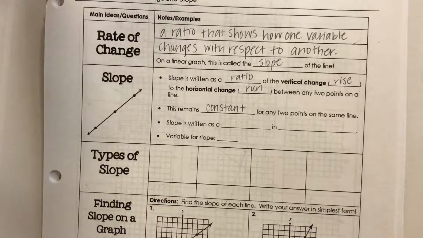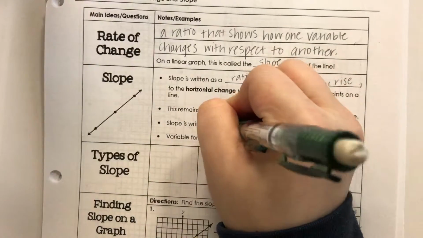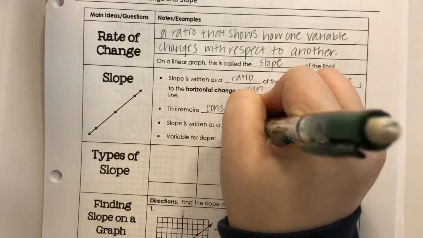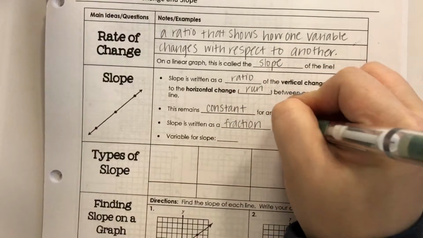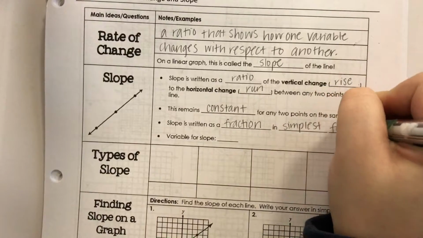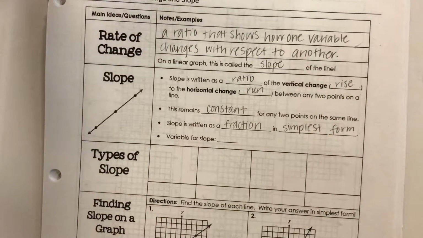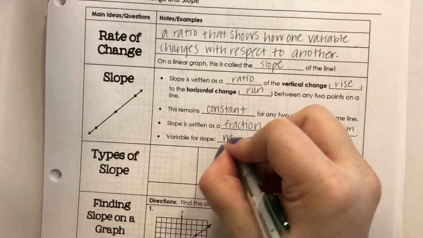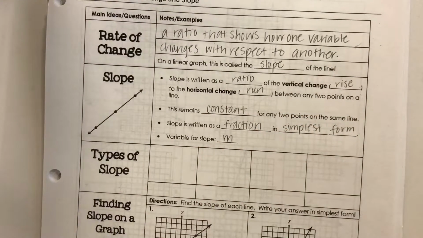Okay, slope is written as a fraction. Just like I said, ratio is a fancy word for fraction in simplest form. If you can reduce it, reduce it. Okay, we want reduced fractions. And the variable for slope is m. And the reason it's m is m stands for modulus. Modulus of the line is the same thing as slope. Okay.